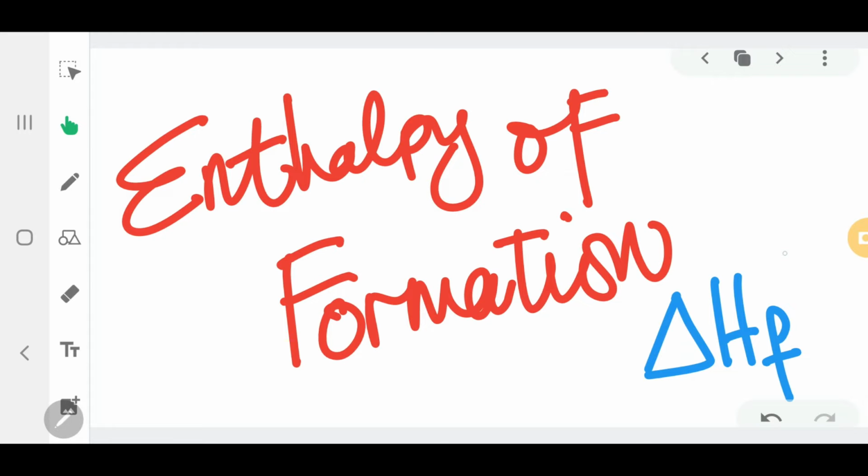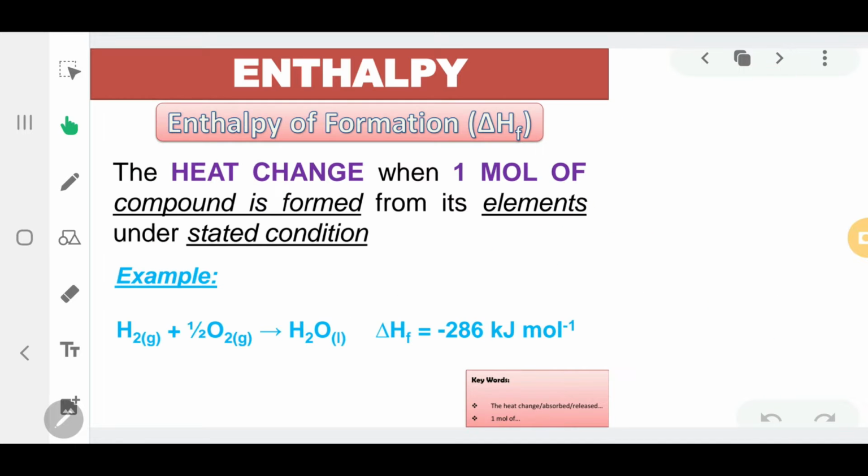First, we have to look at the enthalpy of formation, with the symbol delta H formation. Remember, the triangle symbol denotes change, H is the shorthand notation for enthalpy or heat, and F stands for formation. Now, the enthalpy of formation, delta HF, is defined as the heat change. So it is the heat change.